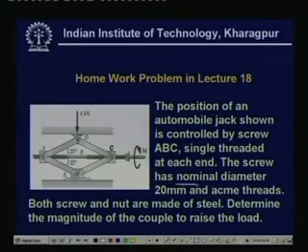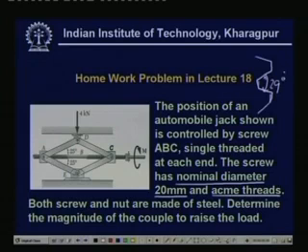The nominal diameter is 20 millimeter. It has an Acme thread. Now, we know that Acme thread has a profile with a thread angle of 29 degree. Both screw and nut are made of steel. Determine the magnitude of the couple to raise the load.